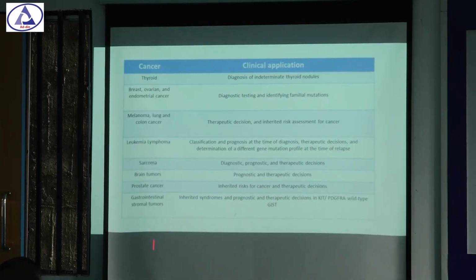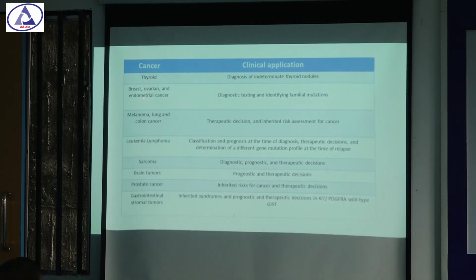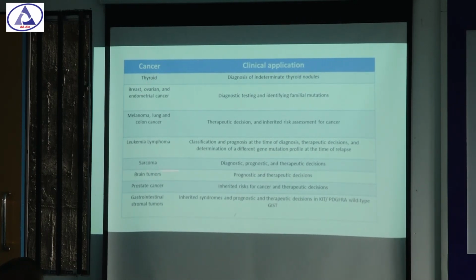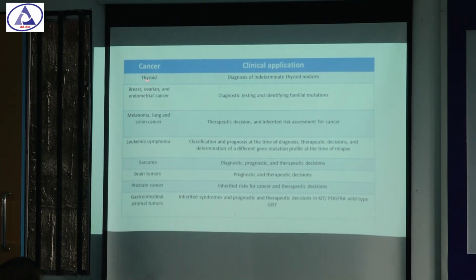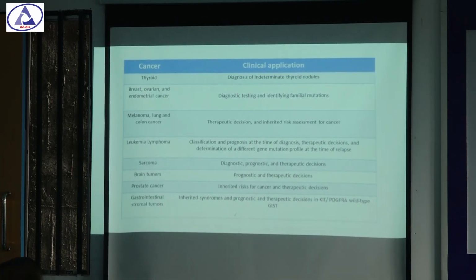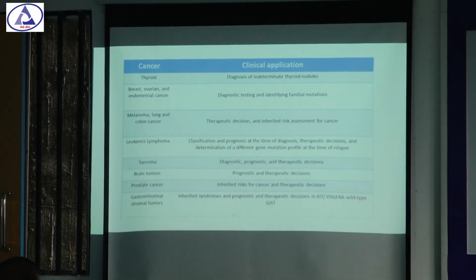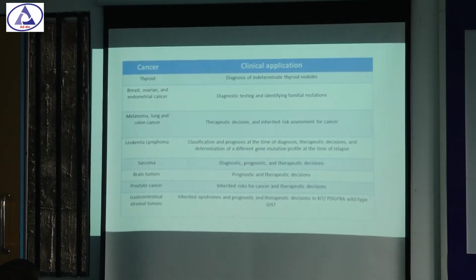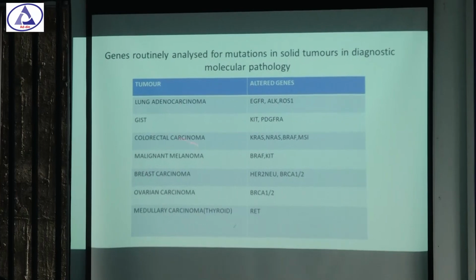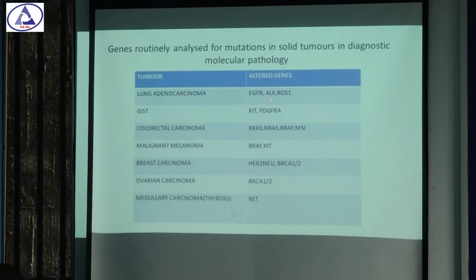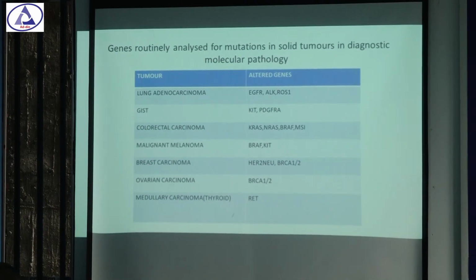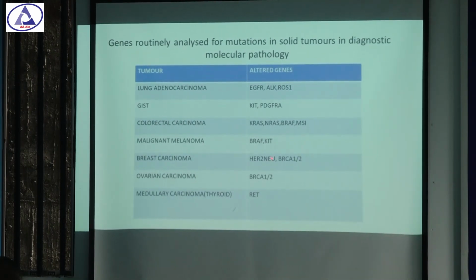These are the cancers like thyroid cancer, breast, ovary, leukemia, lymphoma, brain tumor, all these types of cancer. There are uses for molecular pathology because there are specific mutations responsible for each disease. For example, in lung adenocarcinoma, there are mutations for EGFR, ALK, ROS1. In case of breast carcinoma, there is HER2/neu and BRCA1/2 mutation.